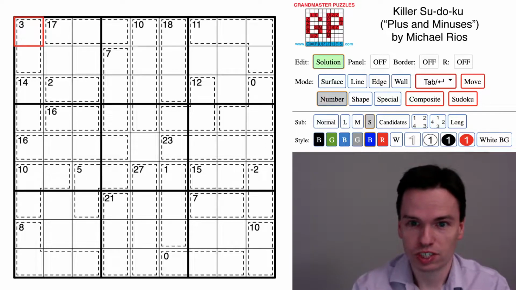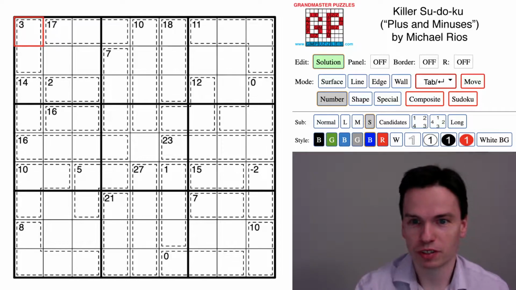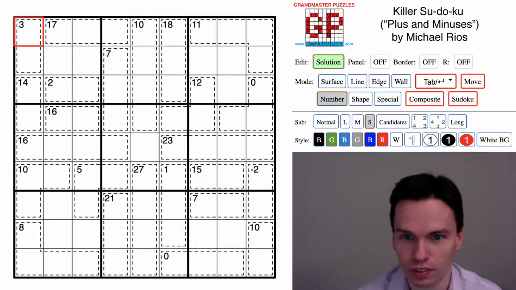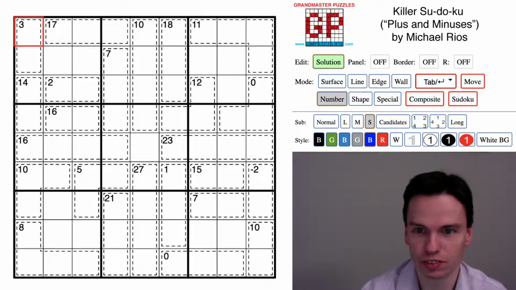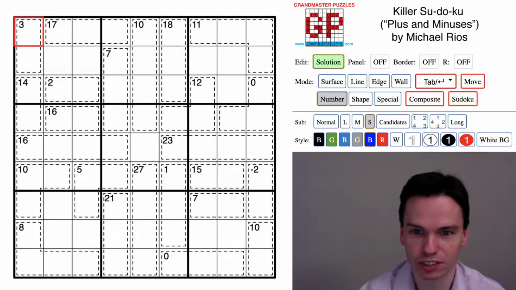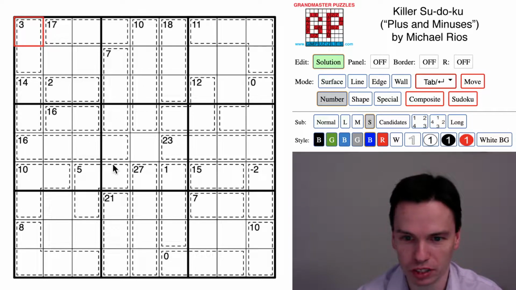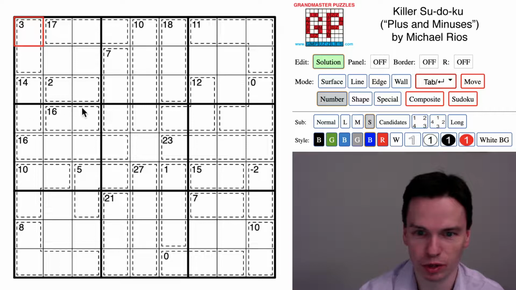So we're here to solve this challenging killer Sudoku puzzle by Michael Rios. You'll actually see the Sudoku part as Su-do-ku. This is a variation that has two negative values in each row, each column, each box. That's going to be a really tough constraint to work with. And this is also a puzzle which will be a little tougher to use in PenPy than normal, in part because of those negative values you've got to be putting in.